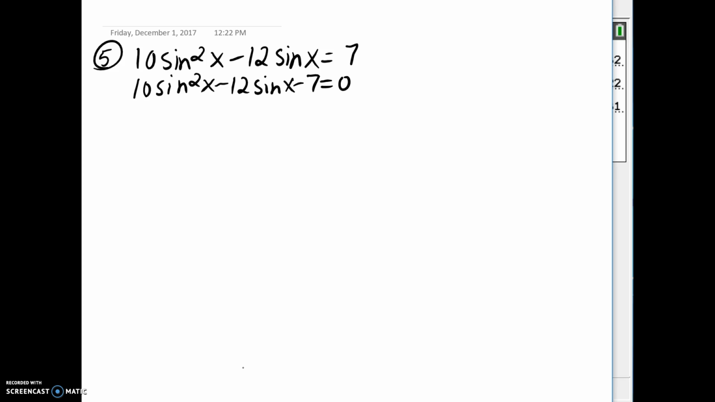Now you could always use quadratic formula if you wanted to. This one does not factor. You might try factoring first and realize it doesn't work. So just be careful because it's not x equals. It's really going to be sine x equals, and then do your quadratic formula. So negative b plus or minus the square root of b squared minus 4ac.